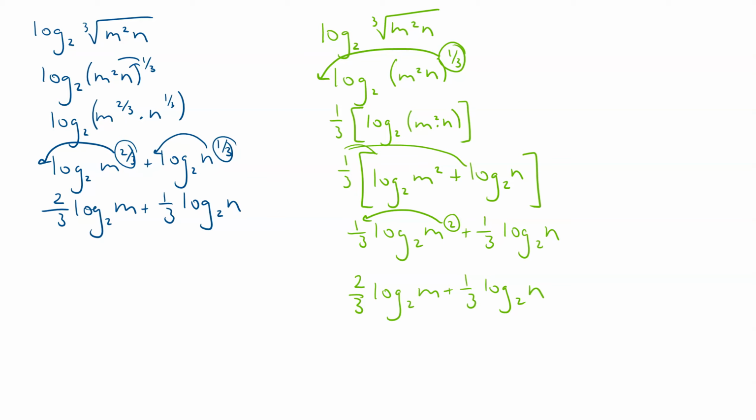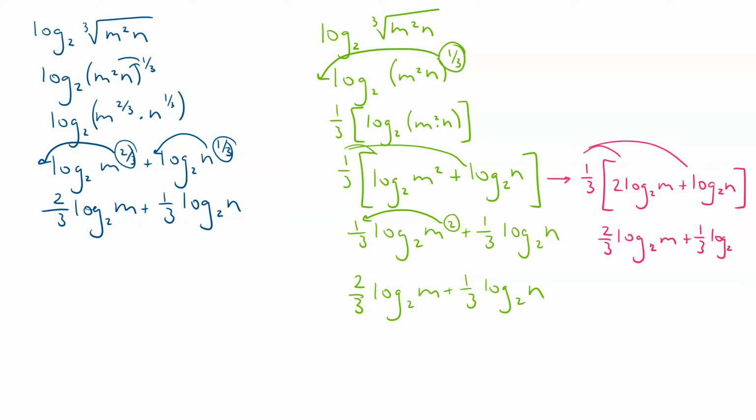Another version plays out in a slightly different order right here. We've got the 1/3 in the front, but then if we have the 2 hop off the log now instead of later, we then distribute the 1/3 to get 2/3 log base 2 of m plus 1/3 log base 2 of n. And again, it's the same answer we found a few times already.